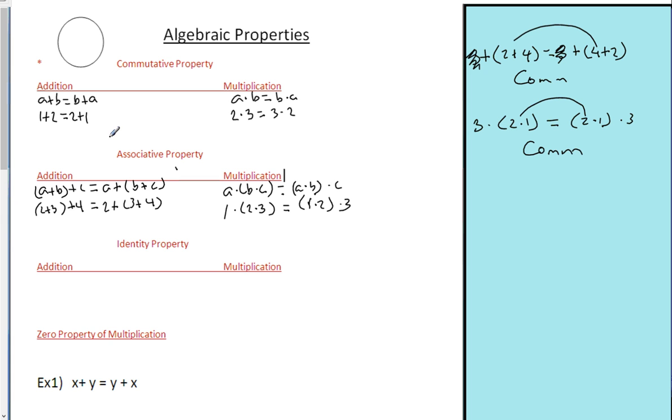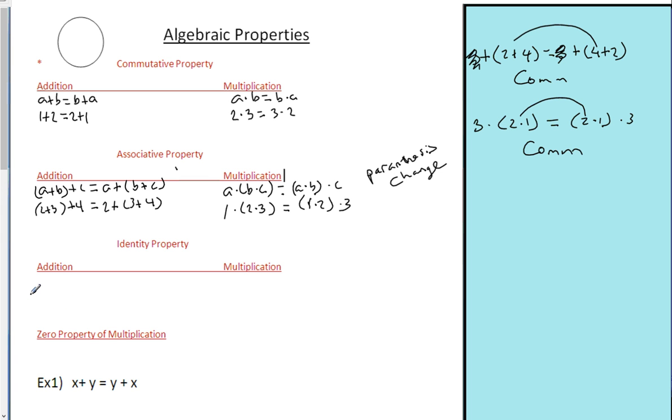And you may want to even write that to yourself. Associative: parentheses change. Okay? For commutative, parentheses do not change. Okay?